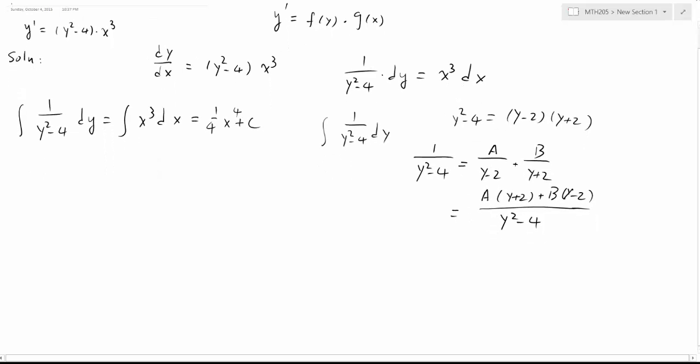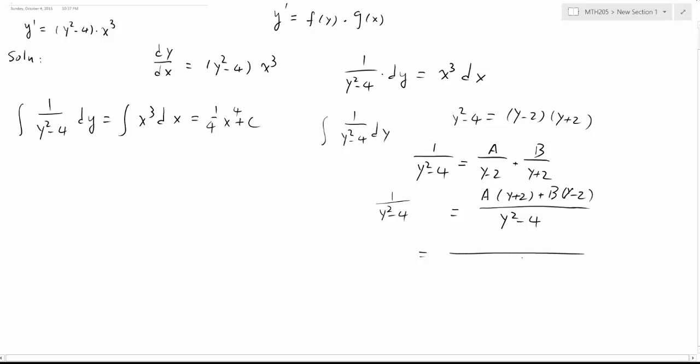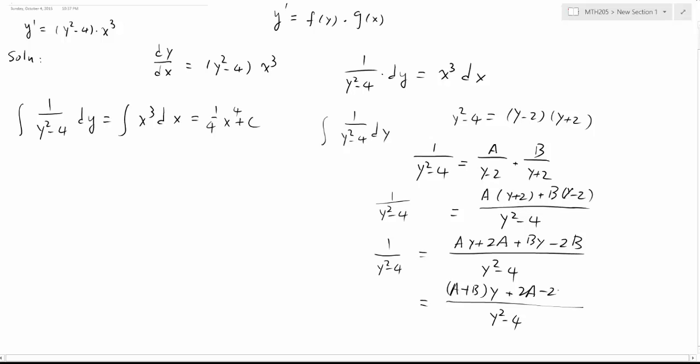So now we multiply the numerator out. On the left-hand side we have 1, and on the right-hand side we have y squared minus 4 as the denominator and Ay plus 2A plus By minus 2B on top, and we collect the terms according to the degree of y. So we have (A plus B) times y, and then plus 2A minus 2B.